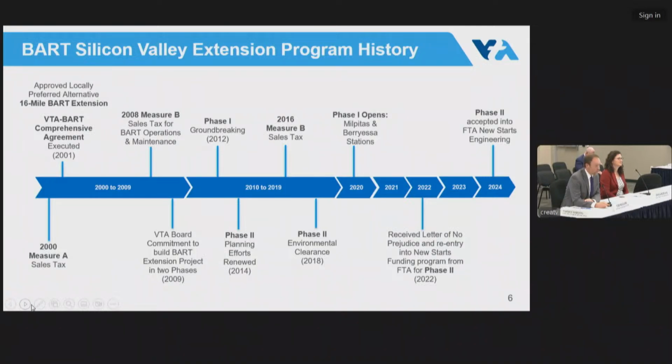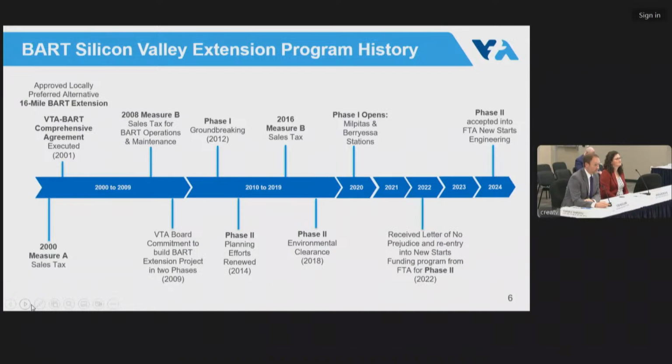In 2009, your predecessors and our predecessors made the really important decision to break the project into two phases so that we could get the Milpitas and Berryessa extension built faster. And that decision was made in 2009, and that enabled groundbreaking in 2012 and the opening of the system as far as Milpitas in 2020 during the COVID pandemic.